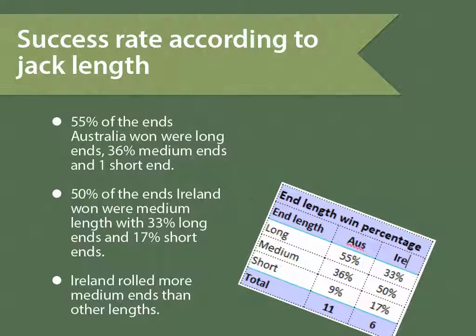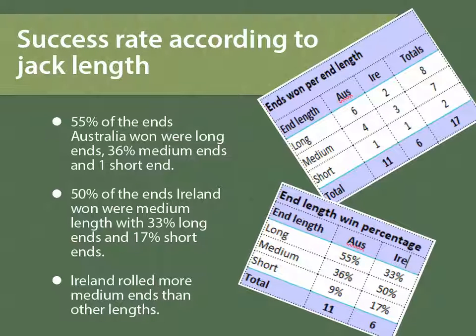55% of the ends Australia won were long ends, 36% medium ends and 1 short end. 50% of the ends Ireland won were medium length, with 33% long ends and 17% short ends. Ireland rolled more medium ends than other lengths.